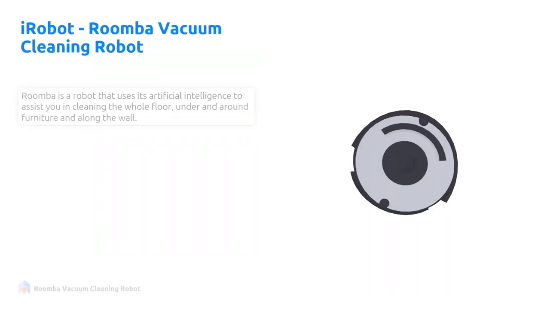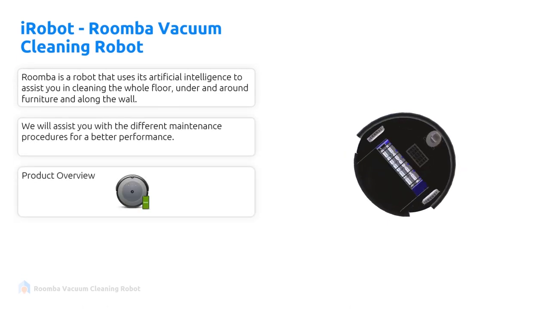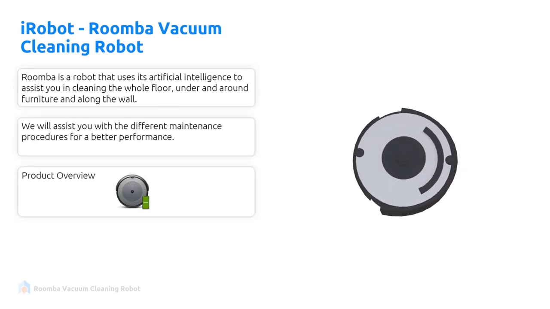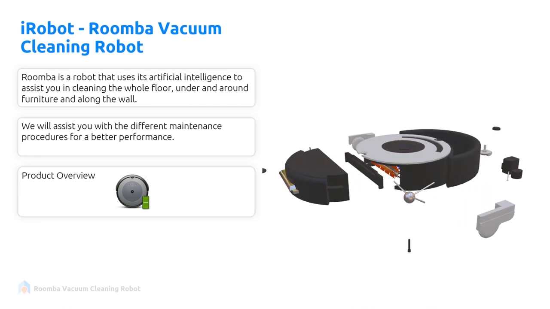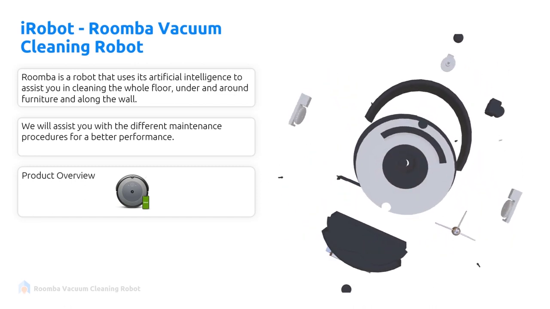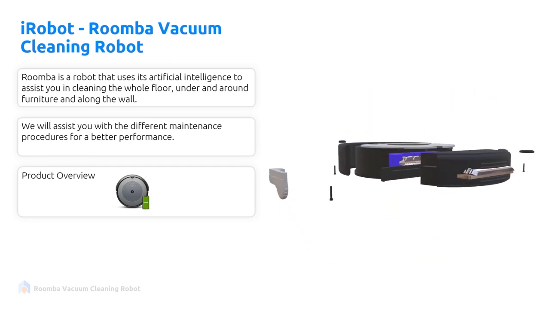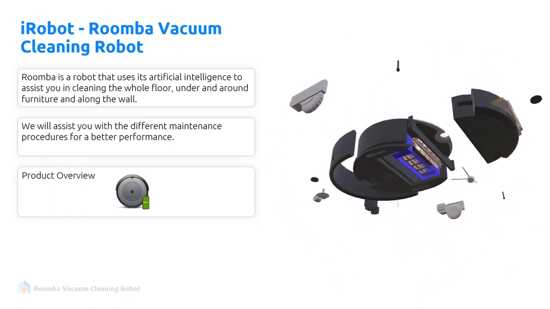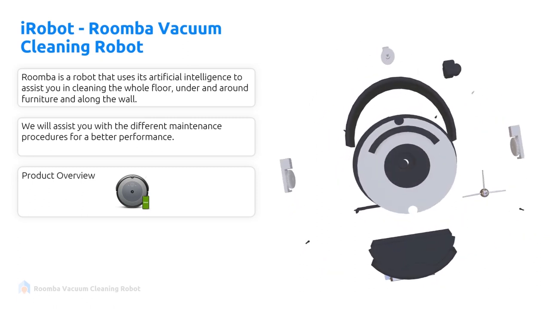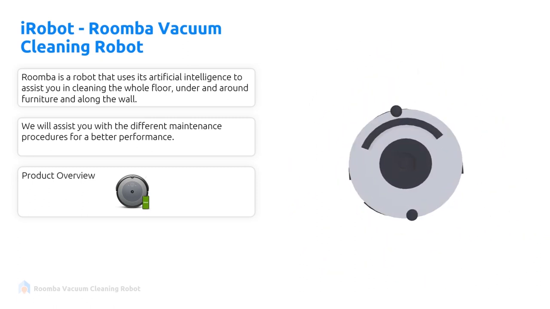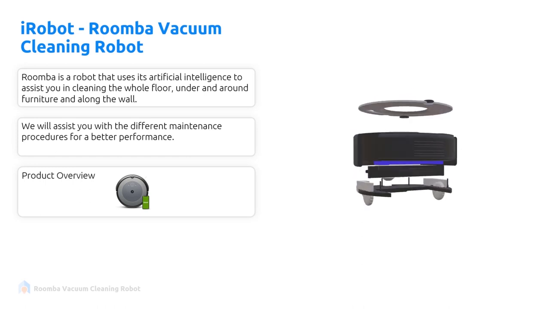Roomba is a robot that uses its artificial intelligence to assist you in cleaning the whole floor, under and around the furniture and along the wall. However, maintaining it, cleaning it, and keeping it in shape can be quite a hustle. And that's where we're gonna help you. We're gonna give you different maintenance procedures for a better performance.